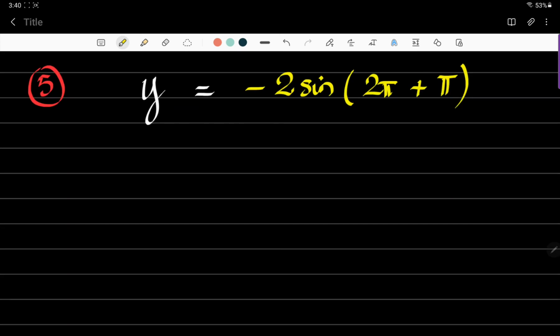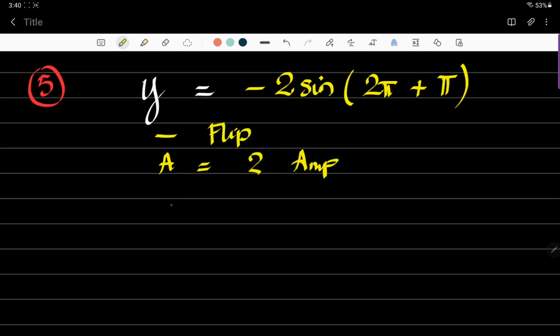Let's analyze. This is the same ABCD that we learned earlier today. In this case, we know it's negative, so you've got to flip. Flip meaning that compared to your original, if your original is up, it will be down. Now, A in this case is 2, the amplitude, the height.